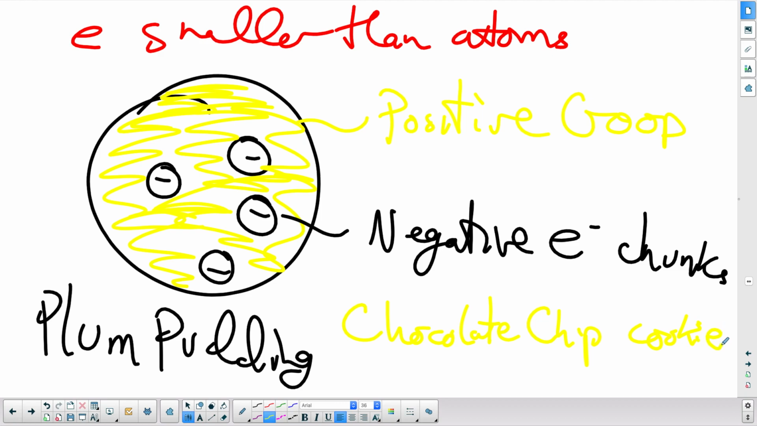So, if I had discovered it, I would have called it the chocolate chip cookie model, but unfortunately it was discovered 128 years ago by somebody else. Darn it. So now we have to call it the plum pudding model. But you should know that was J.J. Thomson's model of the atom.